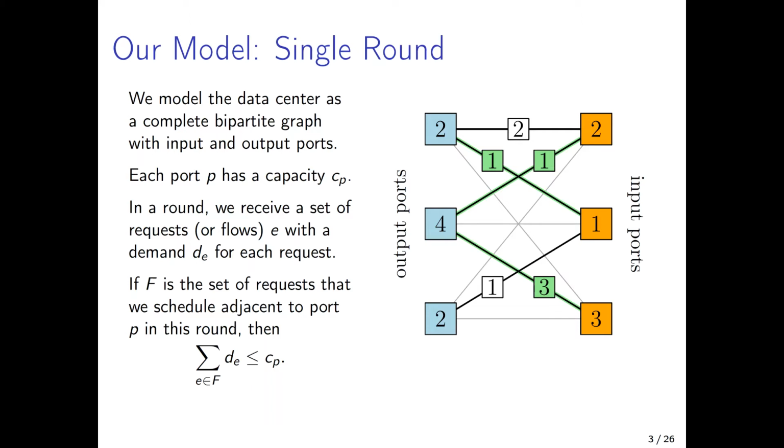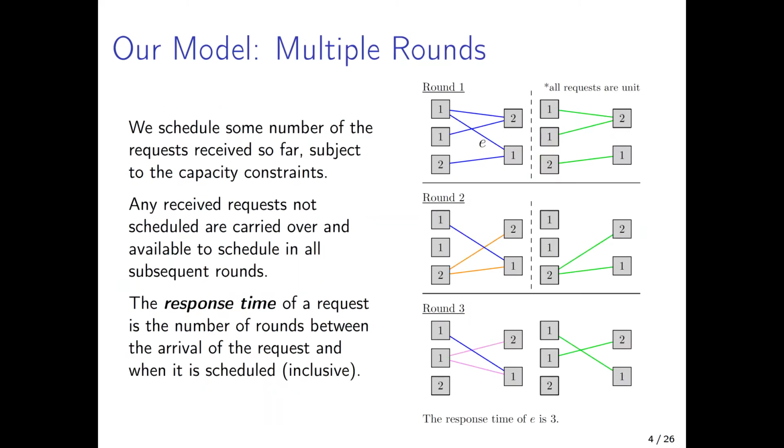In the figure, bold edges represent those requests that are available to schedule in this round, and green shaded edges show those requests which we actually schedule in this round. In each round, we schedule a subset of the requests received so far, subject to the port capacity constraints.